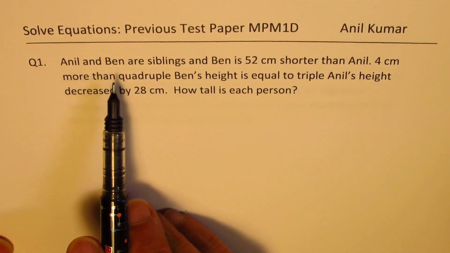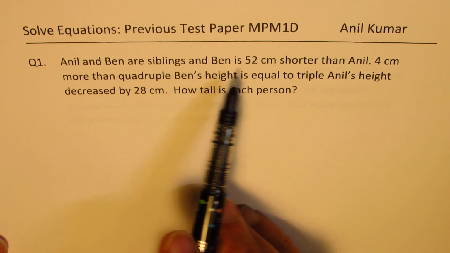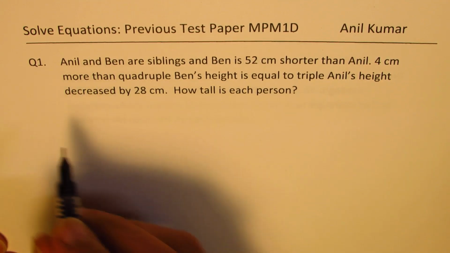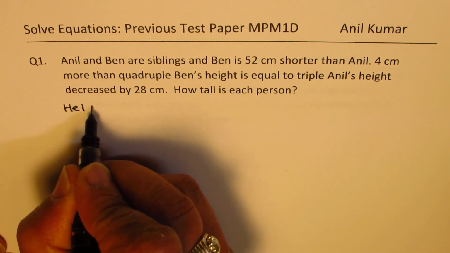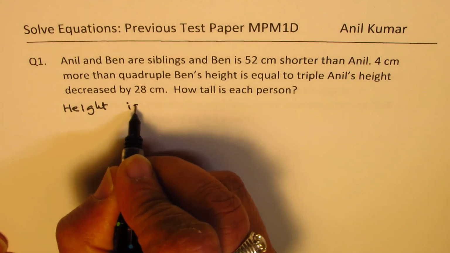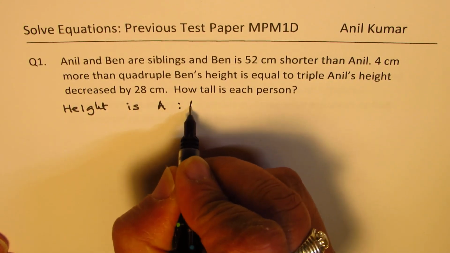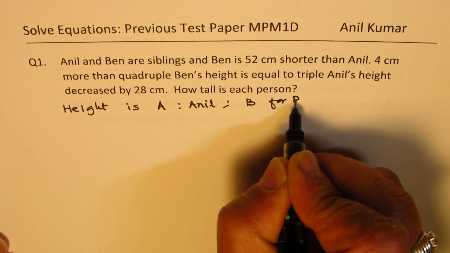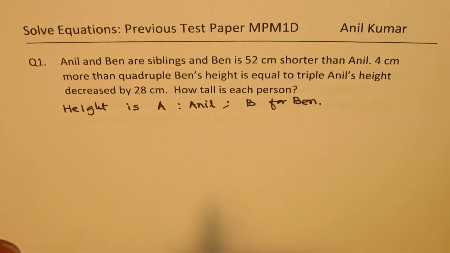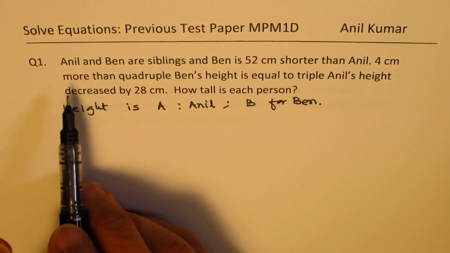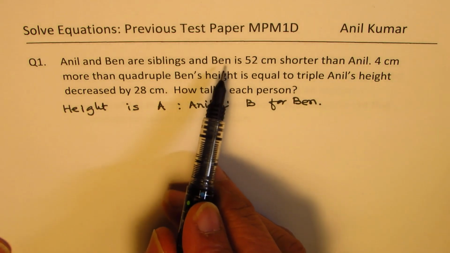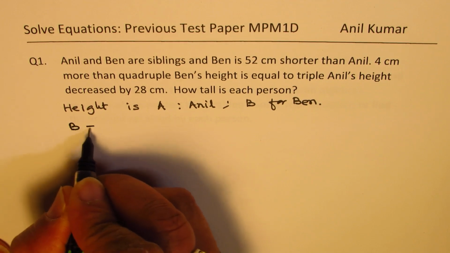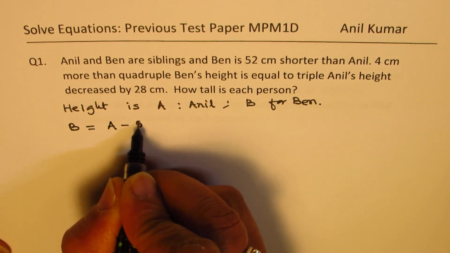It says Anil and Ben are siblings and Ben is 52 centimeters shorter than Anil. So let us say that the height is A for Anil and B for Ben, right? Okay. In that case, the first statement is Anil and Ben are siblings and Ben is 52 centimeters shorter than Anil. That means B is Anil minus 52.